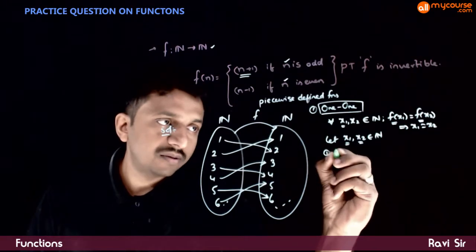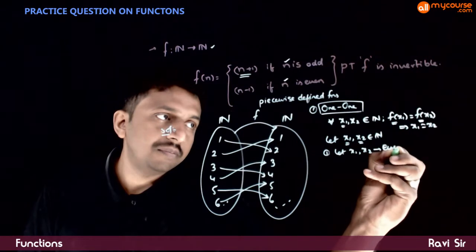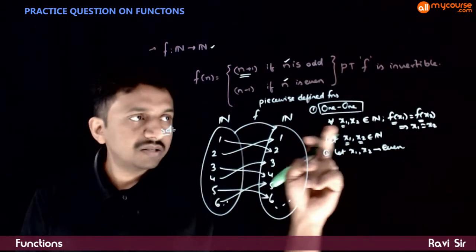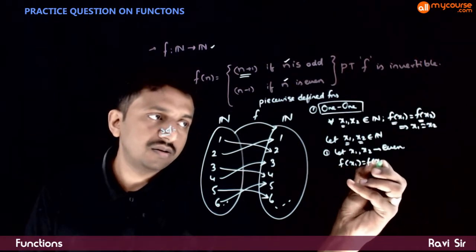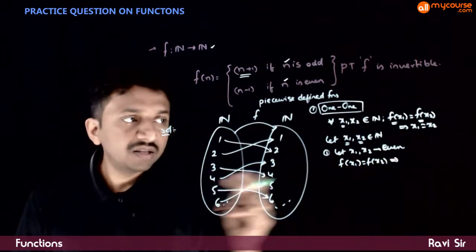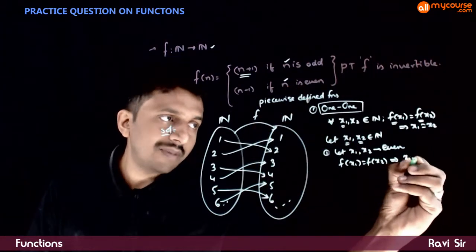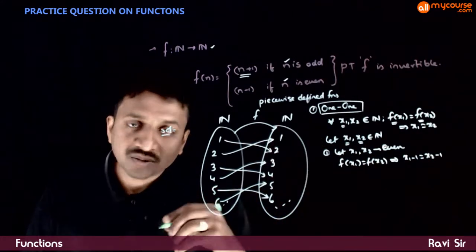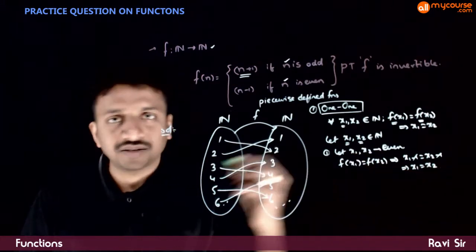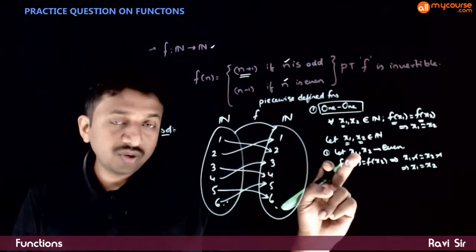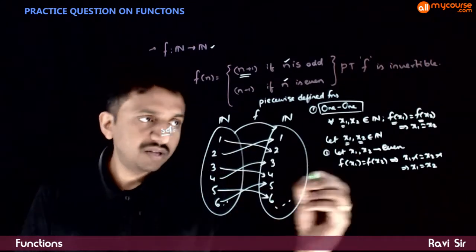Case 1: let x1, x2 both be even. So f of x1 equal to f of x2 means that, because x1, x2 are even, this definition works. So x1 minus 1 has to be equal to x2 minus 1. The minus 1 and minus 1 get cancelled. So x1 is equal to x2. So if both are even, f of x1 equal to f of x2 implies x1 is equal to x2.